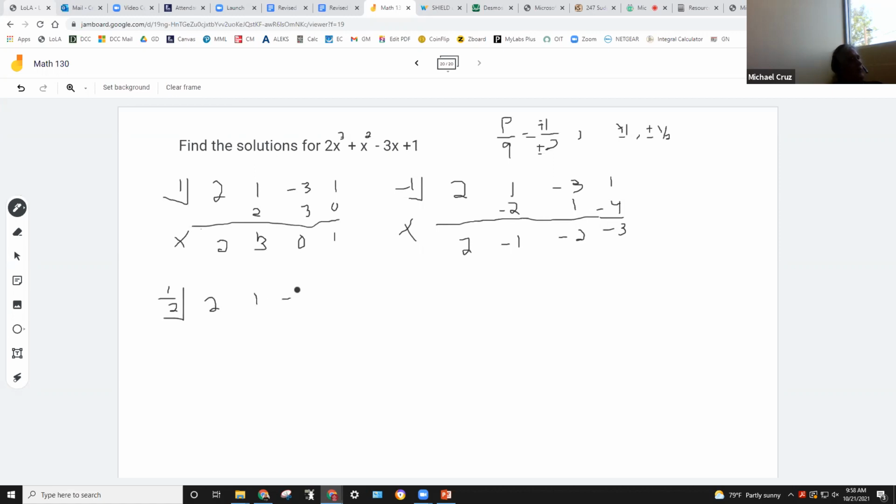All right, so let's try with the fraction 1/2. All the synthetic division always starts the same way. The only thing that changes is that you have a different possible solution. So that's going to be 1. 1/2 times 2 is 1. 1/2 times 2 is 1. 1/2 times negative 2 is negative 1. Look at that. So x equal to 1/2 is a solution.